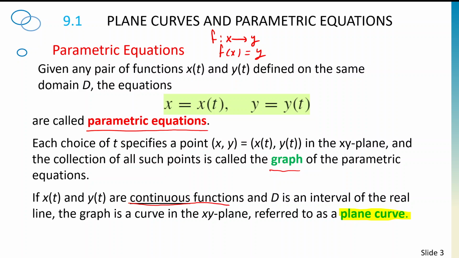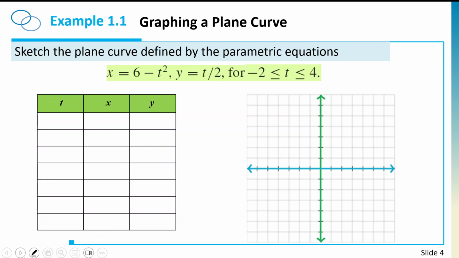Now, how do we graph these plane curves? There are 2 methods. The first method, we'll see in this example. So let's say this is method number 1. In example 1.1, it says sketch the plane curve defined by the parametric equations. So they give us 2 parametric equations: x equals 6 minus t squared, y equals t over 2, where t is between -2 and 4. So they give us a restricted domain. t is changing between -2 and 4.